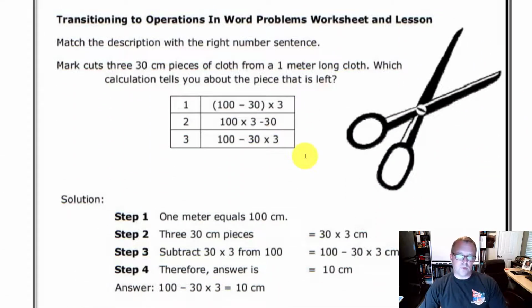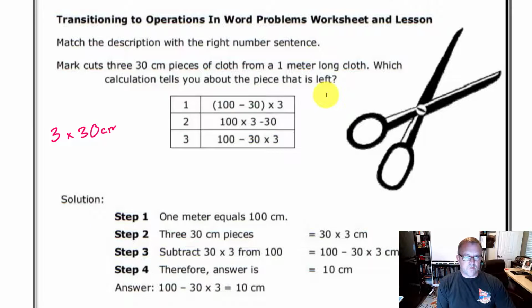Transitioning to operations in word problems, worksheet, and lesson. Match the description with the right number sentence. Mark cuts 3 30-centimeter pieces of cloth from a 1 meter long cloth. Which calculation tells you about the piece that is left? All right, so what's he doing? He's cutting 3. He's got 3 pieces that are 30 centimeters long. So I'm looking for which one of these represents that.